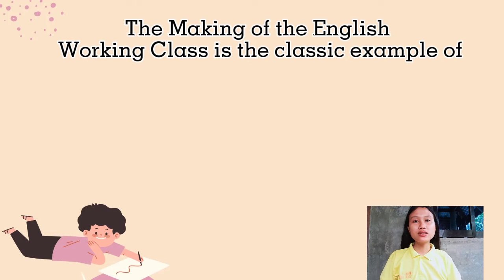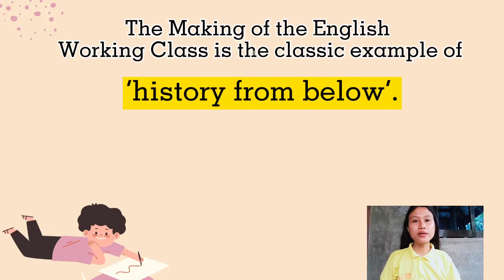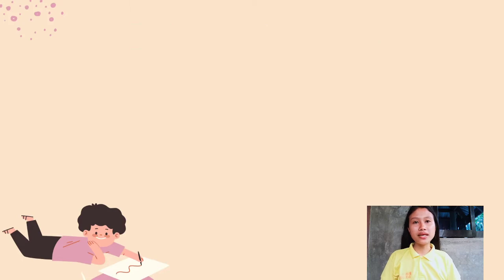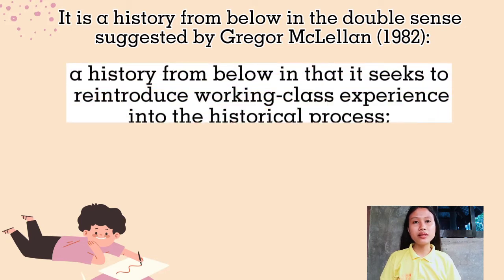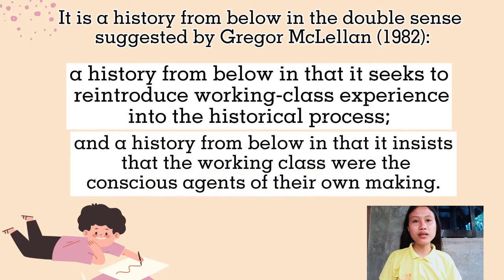The Making of the English Working Class is the classic example of history from below. Thompson's aim is to place the experience of the English working class as central to any understanding of the formation of an industrial capitalist society in the decades leading up to the 1830s. It is history from below in the double sense suggested by Gregor McClennan, 1982: a history from below in that it seeks to reintroduce working class experience into the historical process, and a history from below in that it insists that the working class were the conscious agents of their own making.